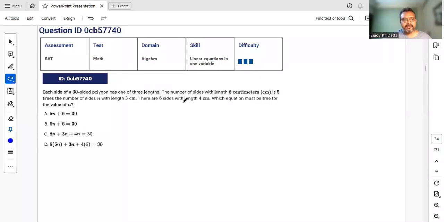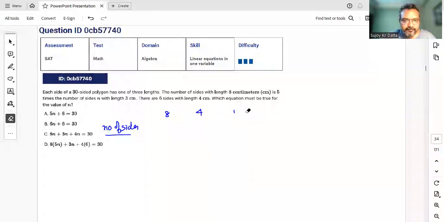So, each side of a 30-sided polygon. Polygons are shapes bounded by straight lines. A triangle is a polygon with 3 sides, a quadrilateral with 4 sides, and so on. Now each side of a 30-sided polygon has one of 3 lengths: length 8, length 4, and length 3. Sorry, n is not the length, n is the number of sides with length 3. These are the 3 lengths. Some of them are of length 8, some of length 4, and some of length 3.